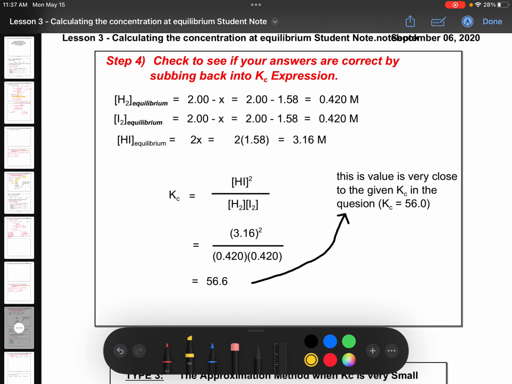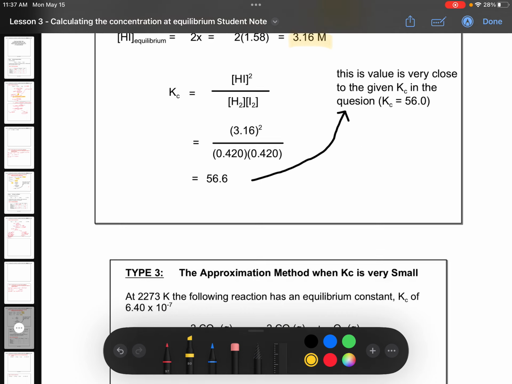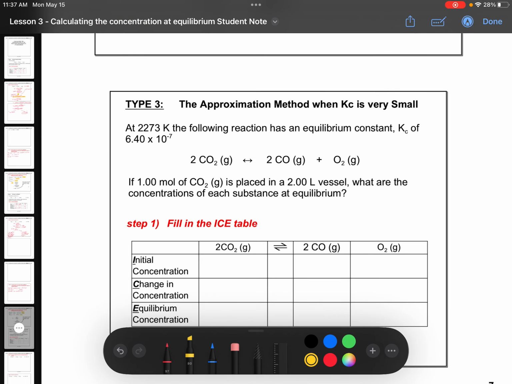So given all of this and all that we have found so far, we are able to determine and check our answers to check if it is correct. So plugging our values that we had found, all of these values that we had just found here, into our expression, we can determine that it is indeed very close to what our original Kc value is, and therefore we're correct.